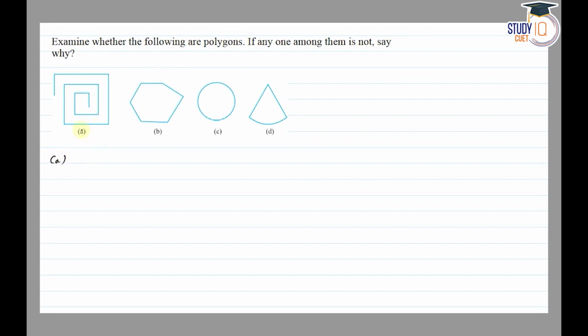Part A. It's not a polygon because it is not a closed figure.